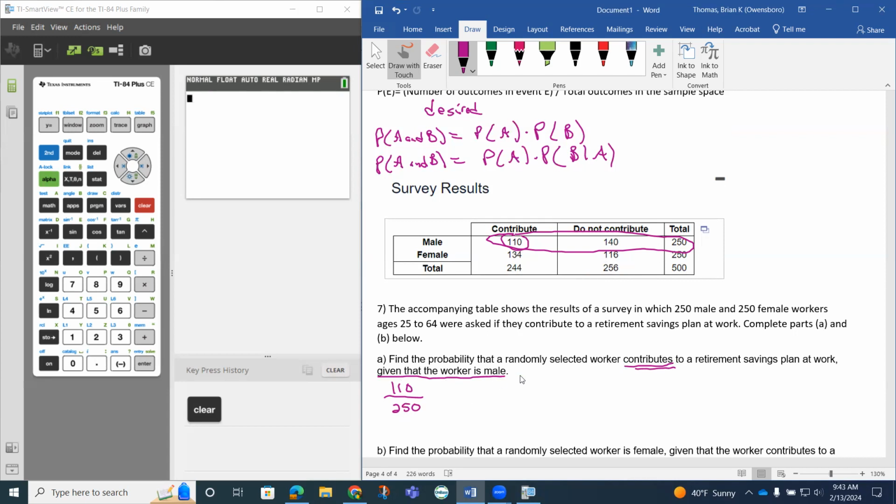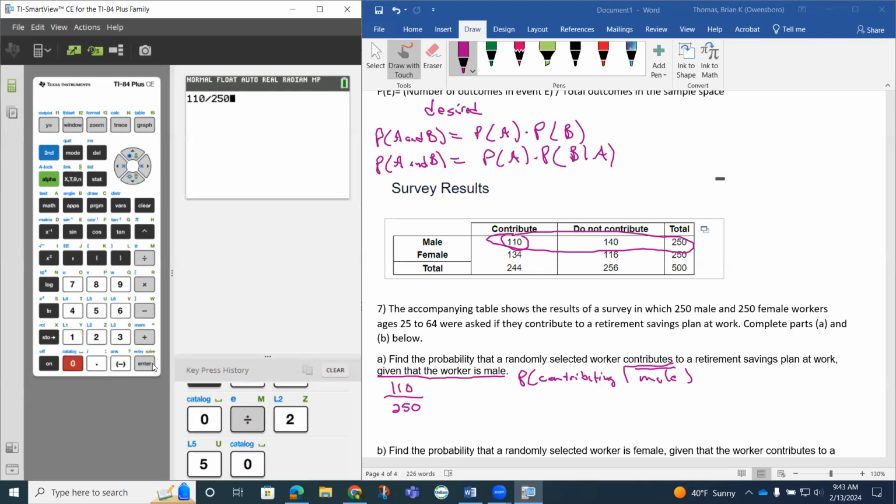Basically, this is the probability of contributing given the person was male. It looks like that if I'm using words. So if I do the math, 110 divided by 250 gives us 0.44. We don't have to round that one. So 0.44, so around 44% of the males contribute to a retirement savings plan.